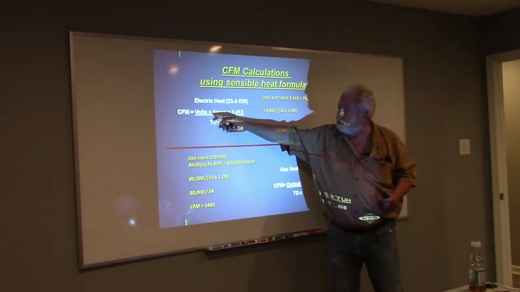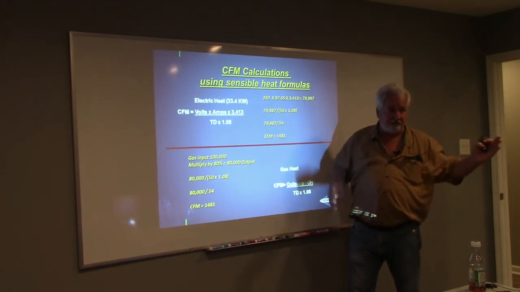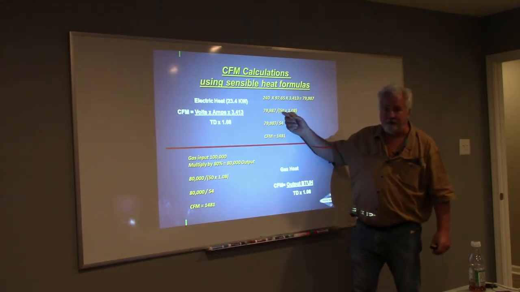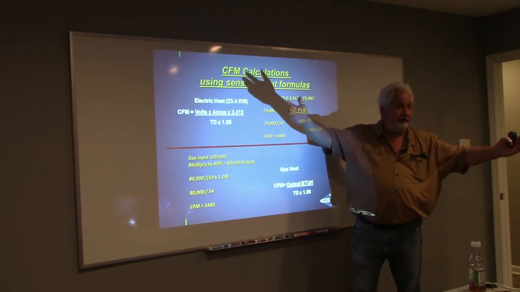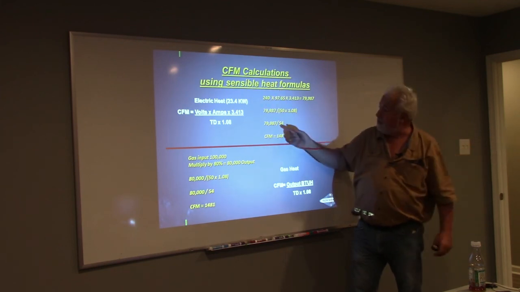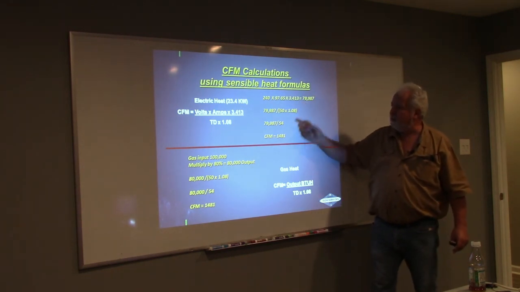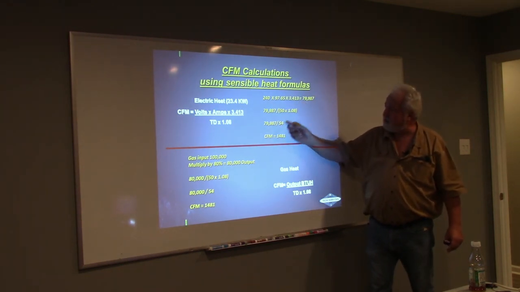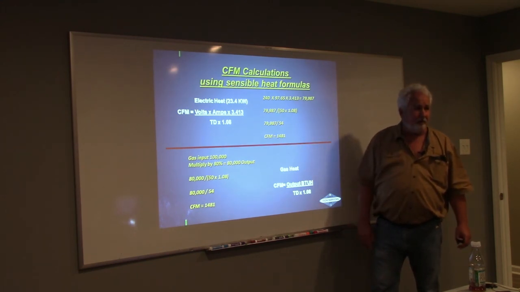Divide that, volts times amps times 3.413, by the temperature difference between the supply and the return. It's 70 degrees going in and 120 degrees coming out. 50 degree temperature rise. 50 times 1.08 comes out to 54. So if I take the BTUs divided by the temperature rise times 1.08, it'll give me a CFM of 1481.